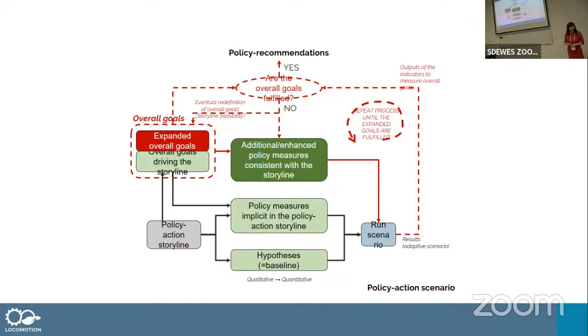Yes, with Natasha, can I maybe give an example? Maybe it's clearer with an example, especially I think the term overall goals may be a bit confusing because it's maybe a term which we use specifically in our context.